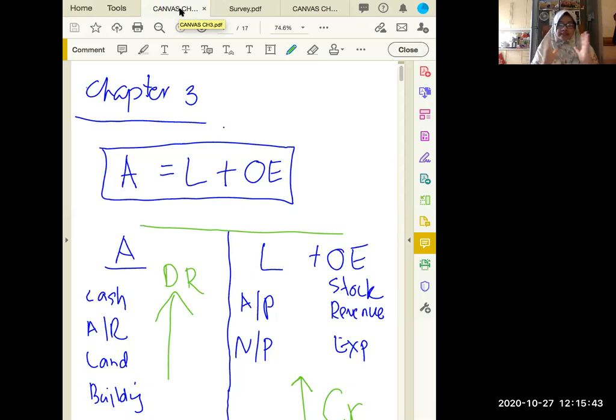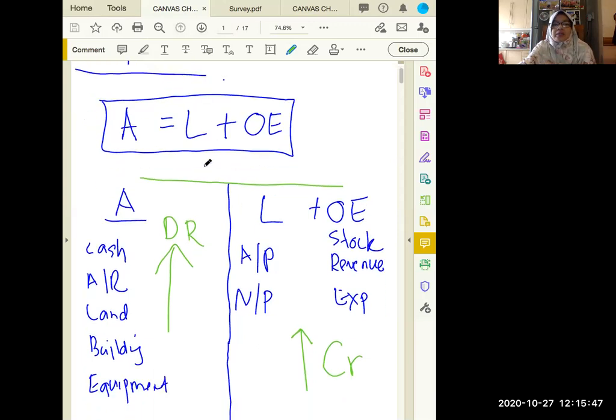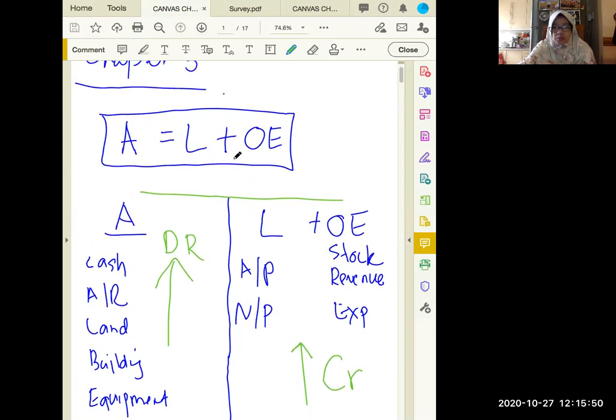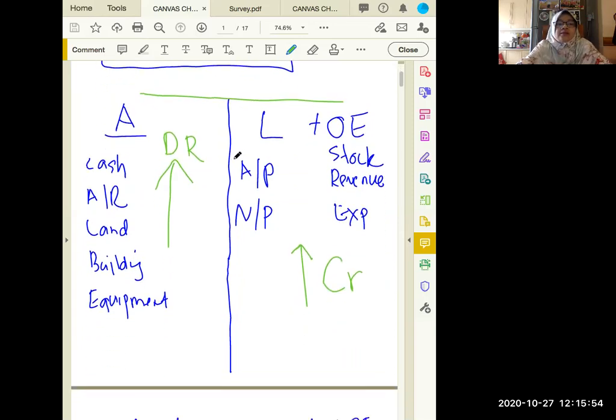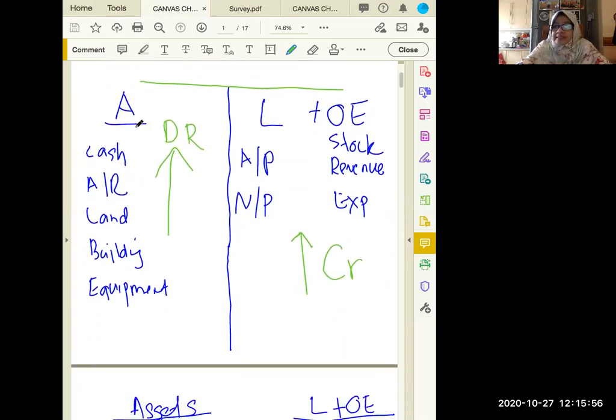So what I have actually summarized here, look at this. Your asset, liability, and owner's equity must always be equal. Asset equals liability plus owner's equity. So we have introduced your asset. For example, you must know what the accounts are. Whenever you look at the accounts, you know that it's an asset. For example, cash, accounts receivable, land, building, equipment.